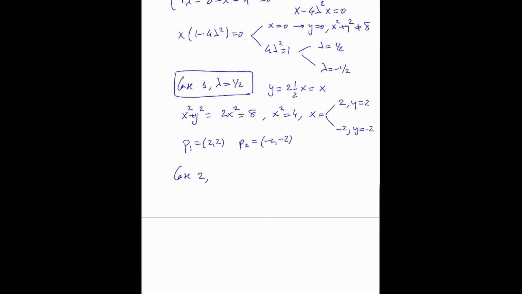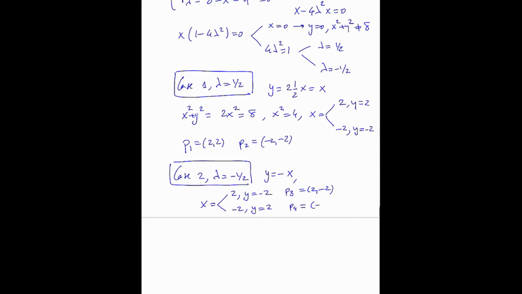Now, on the second case, we have lambda equals minus 1/2, and we have y equals minus x, but the part of x squared plus y squared doesn't change, so we get two cases. Sorry, I made a mistake here, let me erase it and go back over it. x equals 2 and y equals minus 2, point 3, which is (2, minus 2), and x equals minus 2, y equals 2, point 4 equals (minus 2, 2).